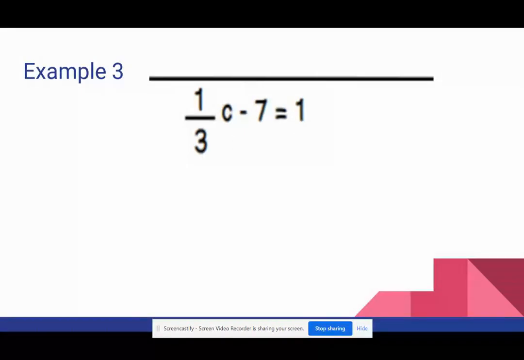Example 3, we have 1/3 c minus 7 equals 1. Our variable is c, so we're going to be working on the left-hand side. We have to undo any addition or subtraction. We do have subtracting 7, so we're going to do the opposite, which is to add 7 to both sides.